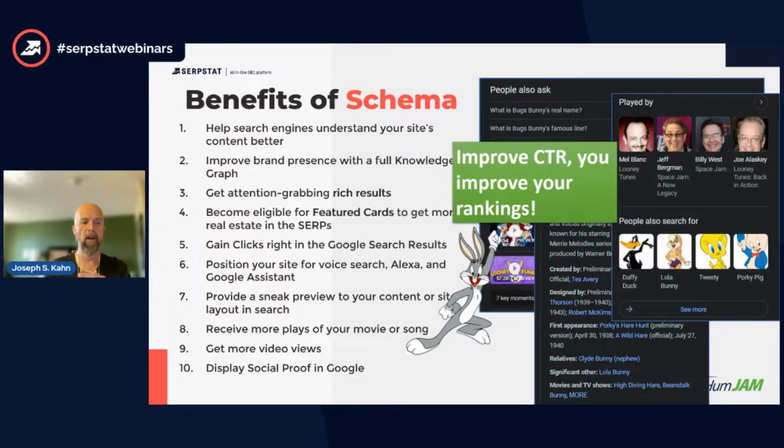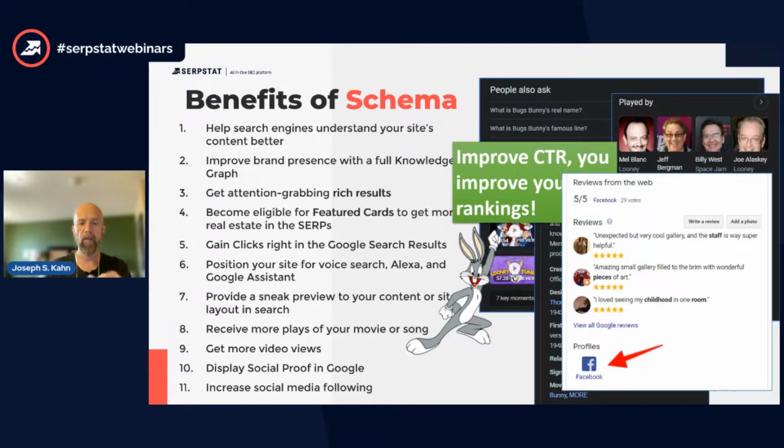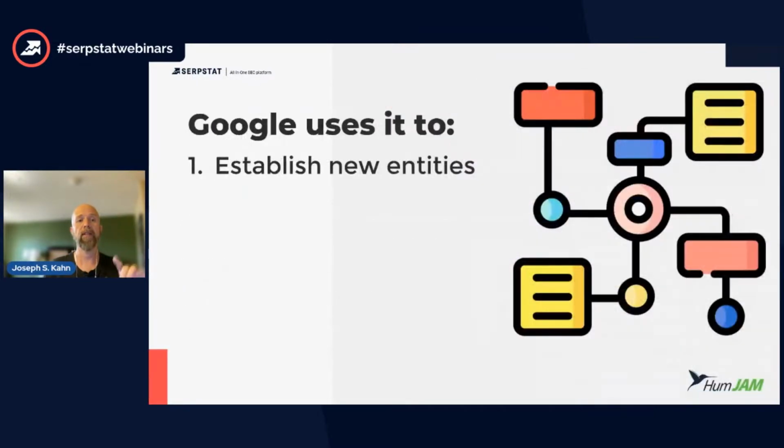Okay, so display social proof. As you can see there, like my Facebook page, it will even show your Facebook profiles and stuff in the Google search results, which is you're getting search results exposure. That's the benefits of Schema.